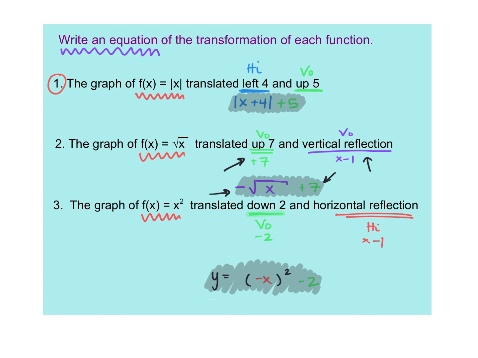In number 3, we have 2 different transformations. One is horizontal, one is vertical. The vertical transformation down 2 is going to be a -2 on the outside. The horizontal reflection, the multiplication by -1, is going to be on the inside of our function, which is going to be within that base, underneath the power of 2.